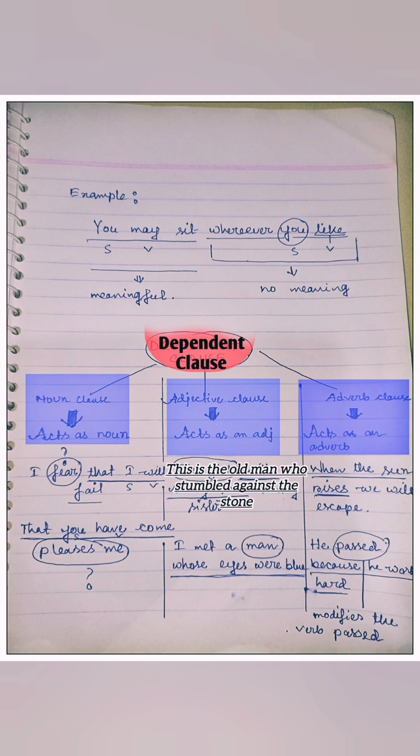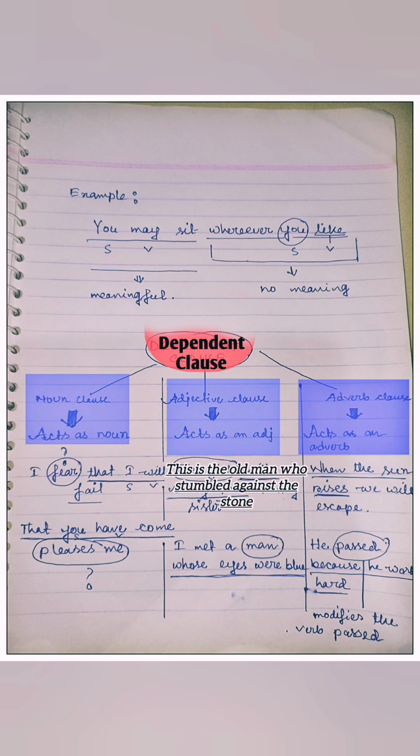Now this subordinate clause also has three subparts: adjective clause, noun clause and adverb clause, right? If that subordinate portion acts like a noun, that is called a noun clause. If it acts like an adjective, then adjective clause, and if it acts like an adverb, then it will be called an adverb clause. Now I will explain noun clause.